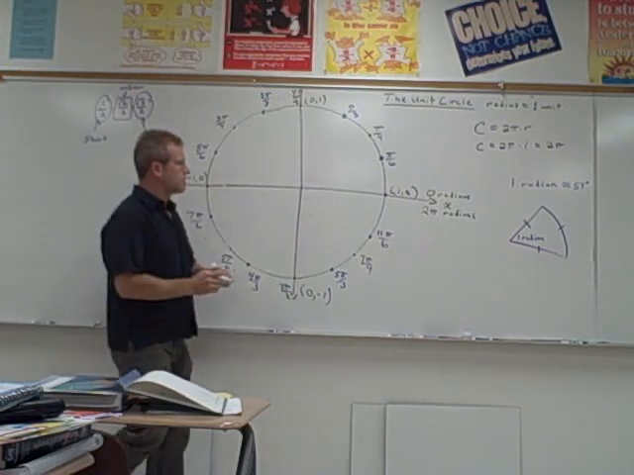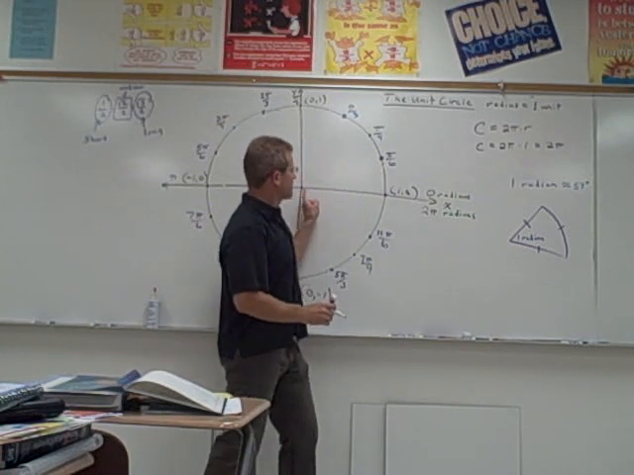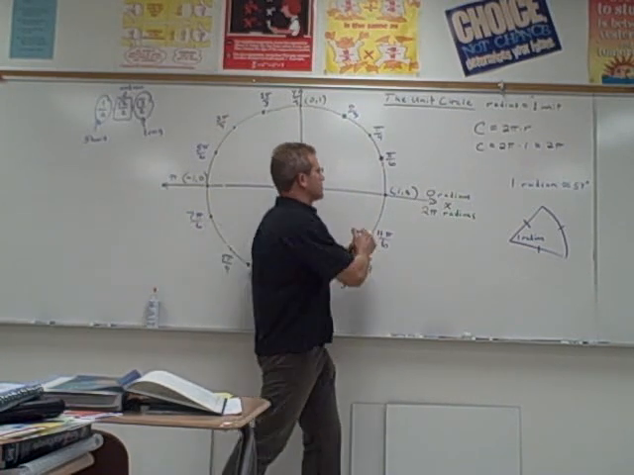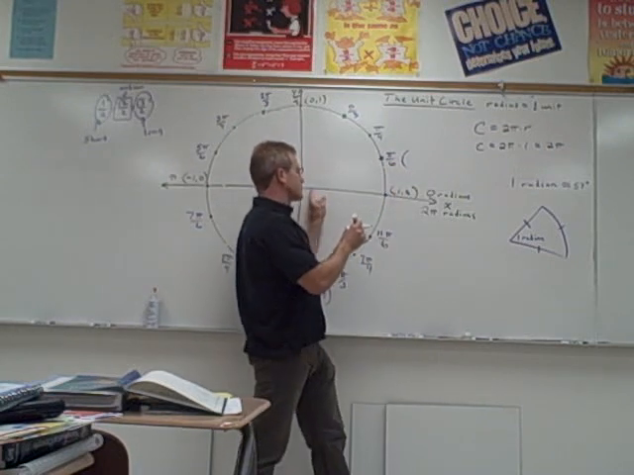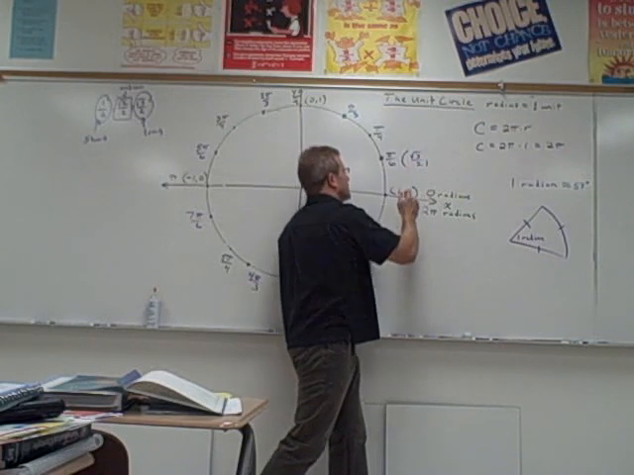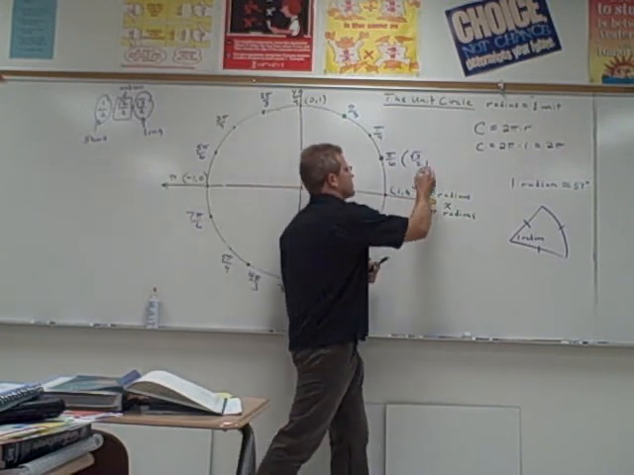So, for example, to get to this point, I've got to go a long ways to the right and only a short ways up. So I know that the coordinates of this are going to be the long distance, which is square root 3 over 2, and then the short distance up, which is 1/2.